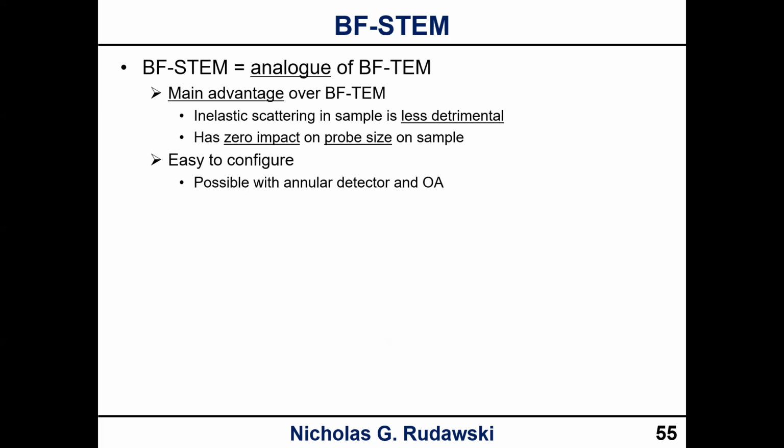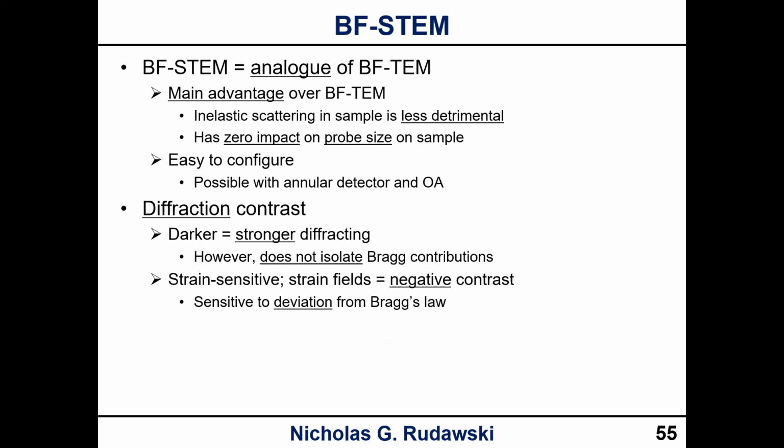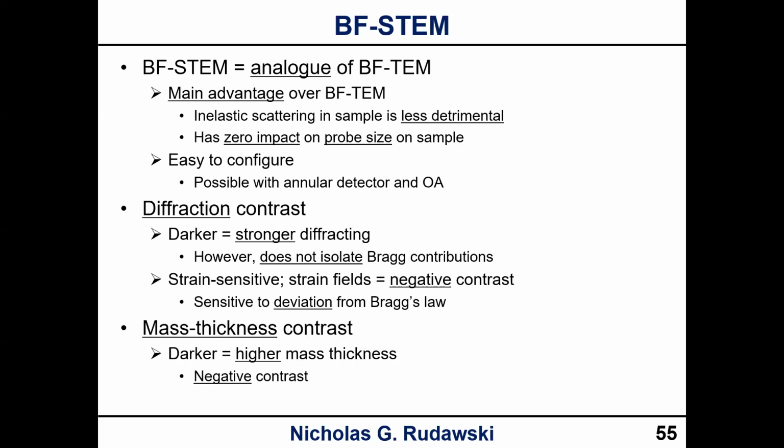If you don't have a circular detector, you can do it with an annular detector and an objective aperture. Your primary contrast mechanism is going to be diffraction contrast, with darker being stronger diffracting, but you're not isolating the Bragg contributions usually. It is strain sensitive as well. The strain field is also going to be a negative contrast. These are going to be sensitive to how you're deviated from Bragg's law.